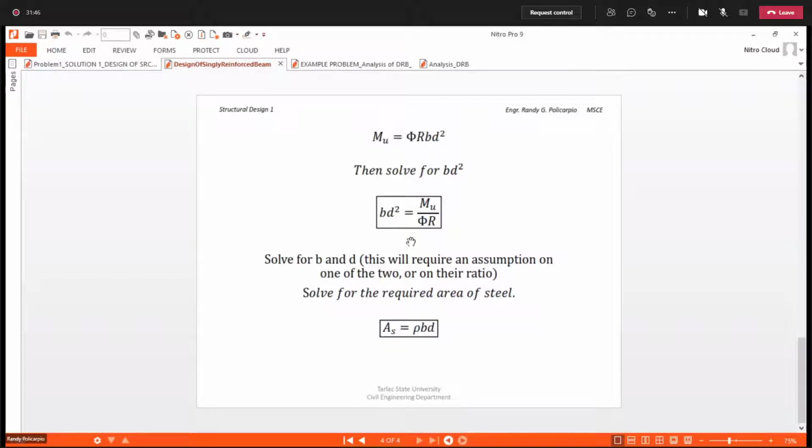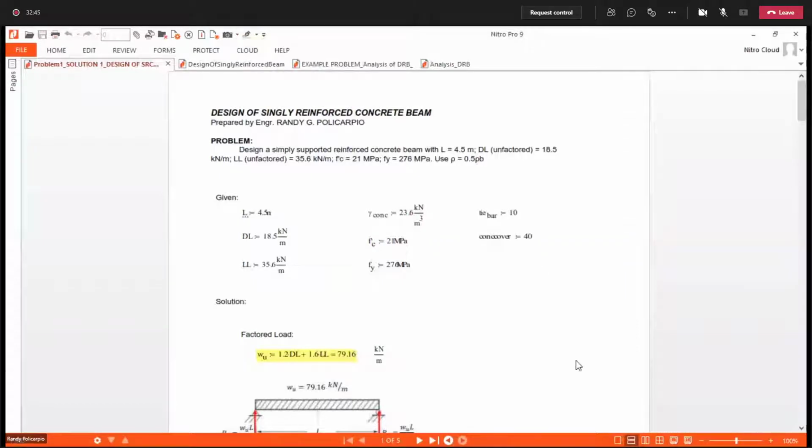Once you have your b and d, you may now solve for the area of the steel. Once you have the area of steel, you can get the number of reinforcement. How many bars does it need? Once you have your section dimensions and your number of rebar, the next thing you do is investigate your beam. So we go back to analysis, where you check the adequacy: can what you designed carry the load? That is our procedure. Now let us look at our example problem.